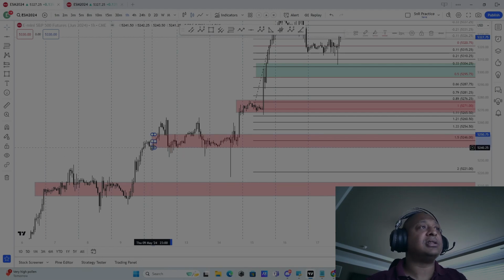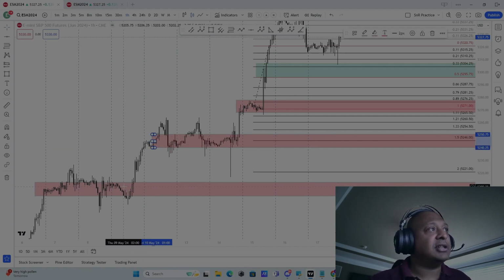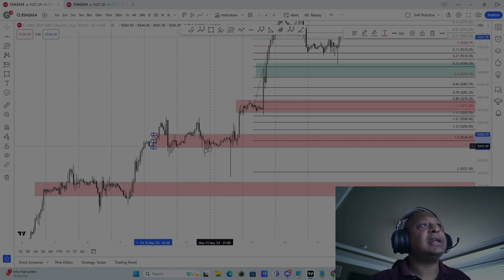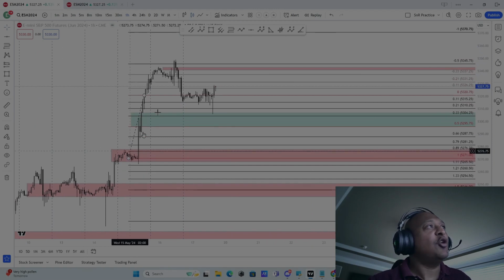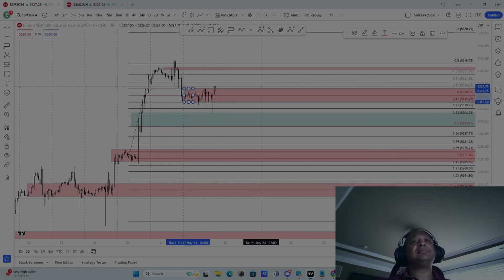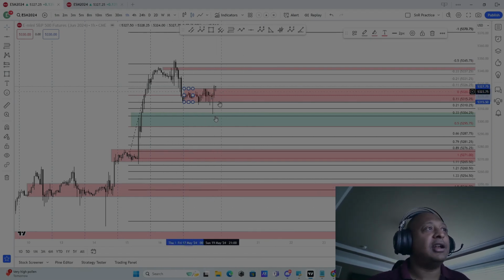This will be the balance zone that we had. So we came out of this balance zone, we broke out, we created another balance zone, we broke out, we created another balance zone, we broke out yet again, and now we have a new balance zone here. You see how market is moving from one level to another.